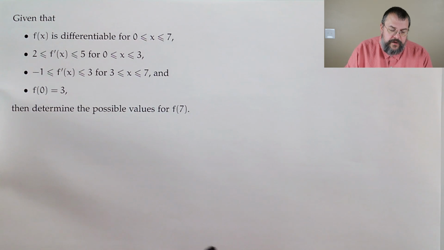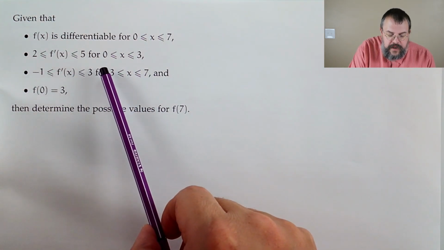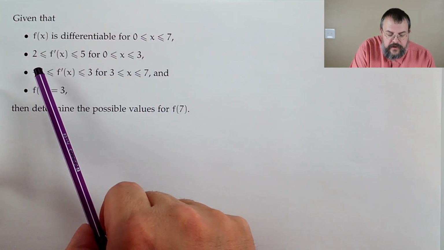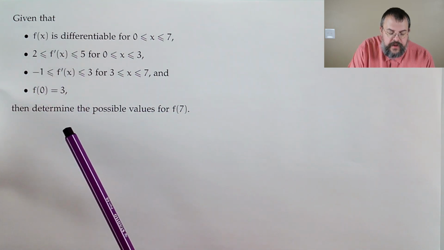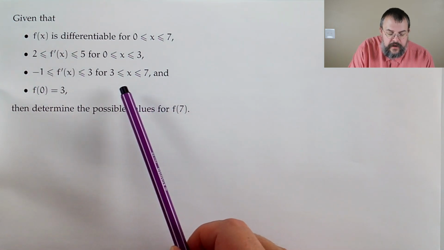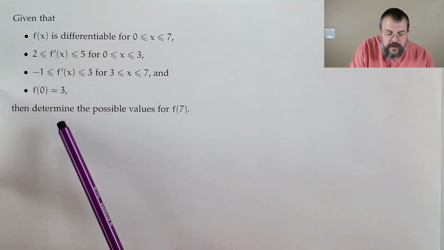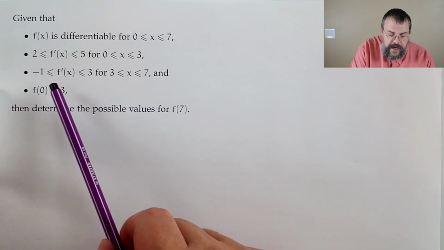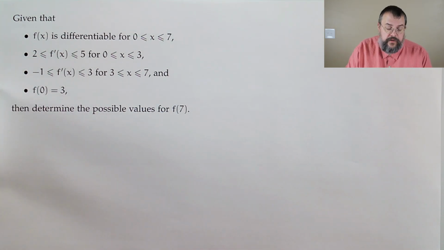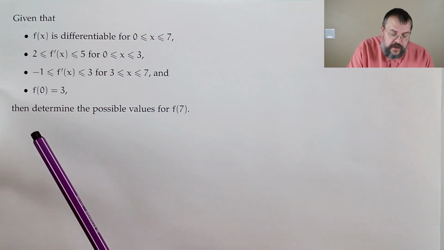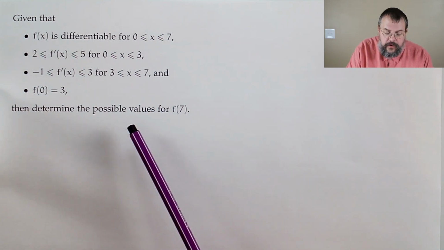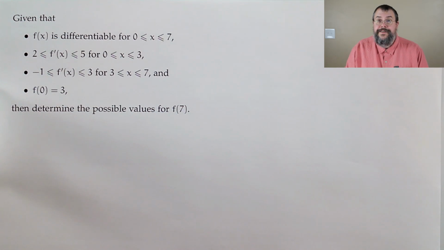We know something about the behavior of the derivative. Between 0 and 3, our derivative is between 2 and 5. And between 3 and 7, our derivative is between -1 and 3. And we also have some information about how we start at 0. It says we start here at 3. So the question: determine the possible values for the function at 7.